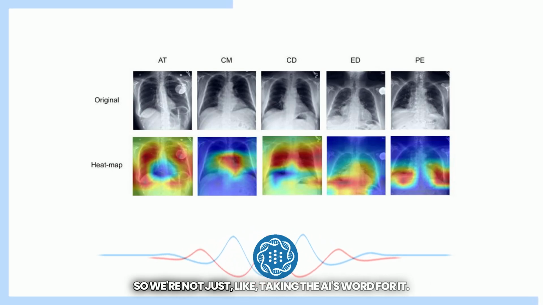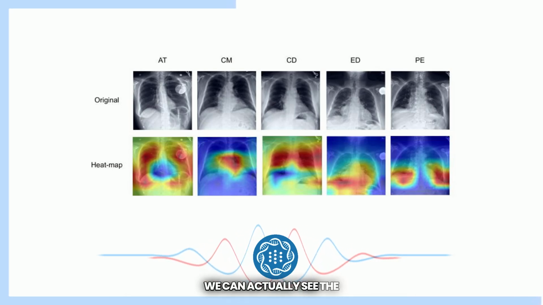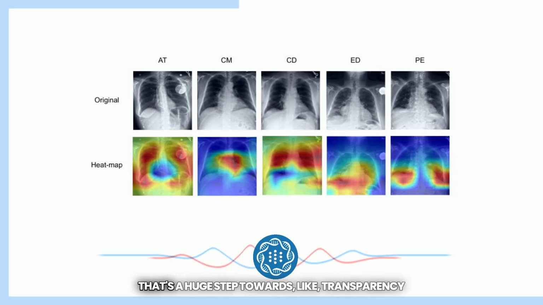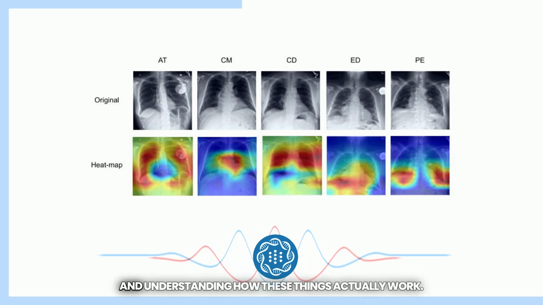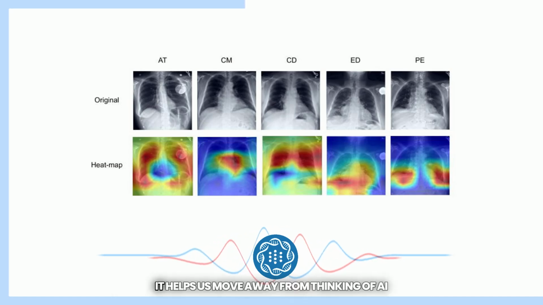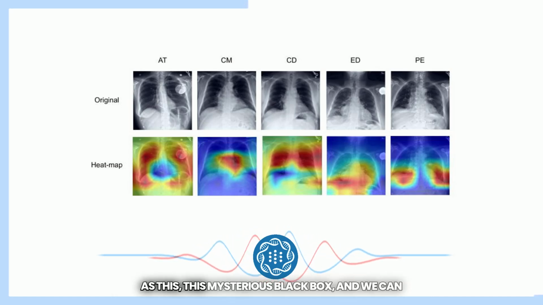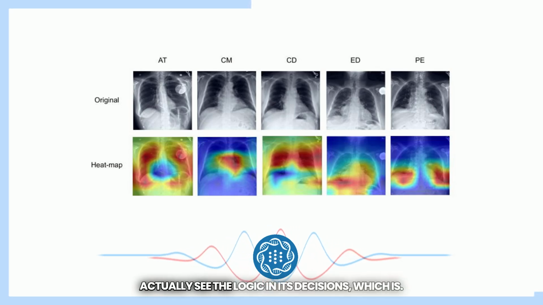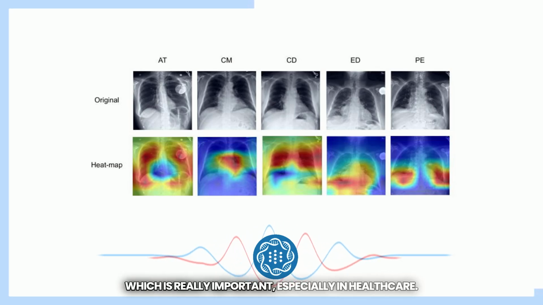Wow. So we're not just taking the AI's word for it. We can actually see the evidence behind how it's thinking. That's a huge step towards transparency and understanding how these things actually work. Absolutely. It helps us move away from thinking of AI as this mysterious black box, and we can actually see the logic in its decisions, which is really important, especially in healthcare, right?